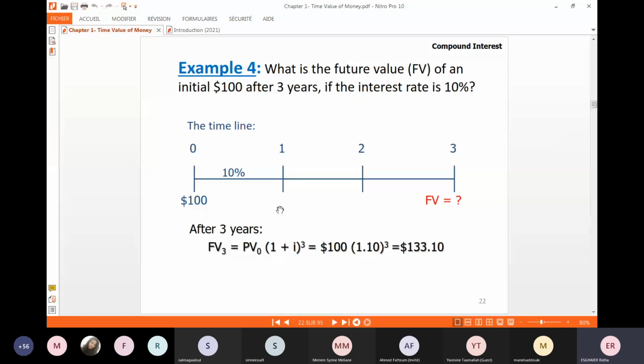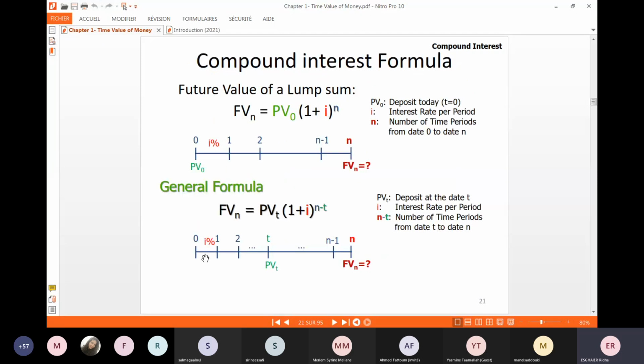So we compute the future value at the end of each year separately. We can't determine future value 3 directly like this, because the interest rate is not constant. Okay? The same thing here, if you invest your money at a future point of time at the date t. Here we are supposing that i is constant until the date n. But if i is not constant until the date n, we have to compute the future value at the date t plus 1, t plus 2, until the date n, each year separately.